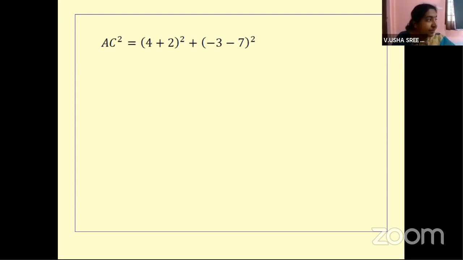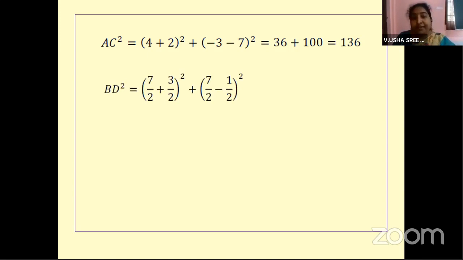AC square is equal to (4 + 2) whole square plus (-3 - 7) whole square, which is nothing but 6 square, 36, and (-10) whole square, 100. 36 plus 100, which is nothing but 136.